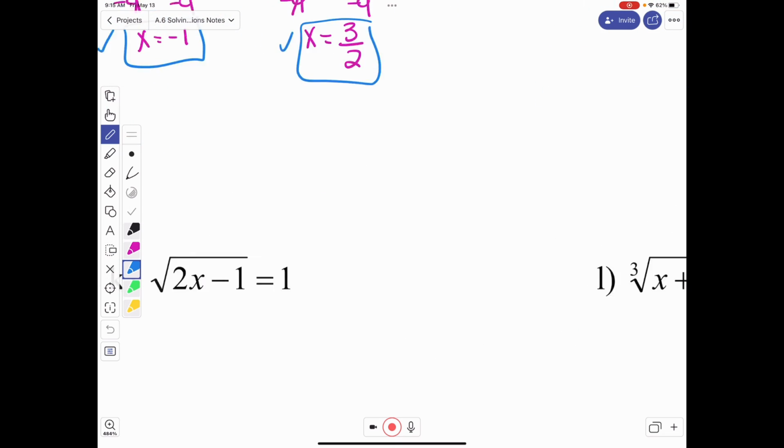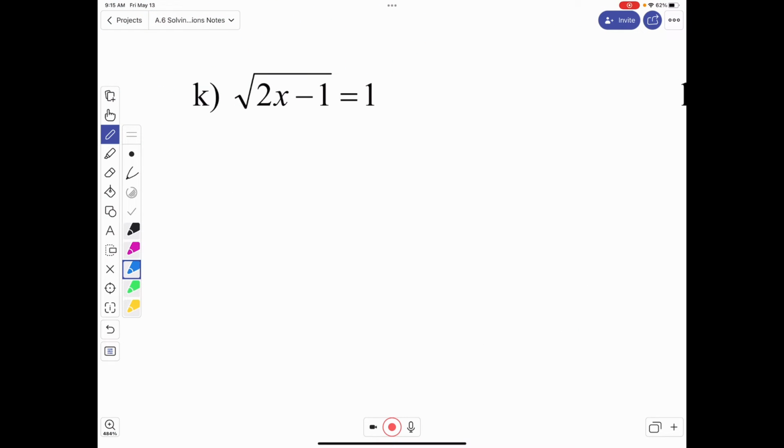Okay, so for K, we got a square root problem, radical problem. So make sure it's isolated. This one is. What we're going to do is square both sides. We want to get rid of the radical, and that's going to be 2x minus 1. 1 squared is 1, and now we solve. So we add 1. We'll get 2x equals 2. Divide by 2, so x equals 1.